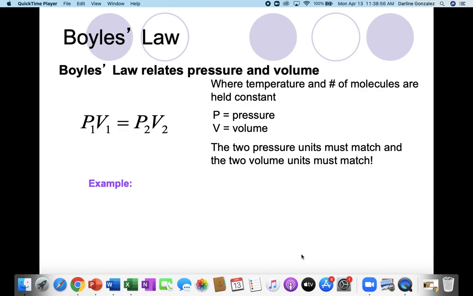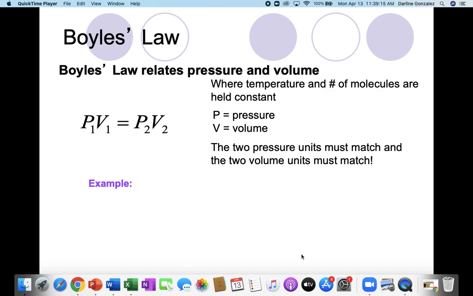The second law we're going to talk about also has that before and after. If you look at Boyle's law, it relates pressure and volume. So now we're going to look at pressure for the first time. The first one we were looking at number of moles and volume.